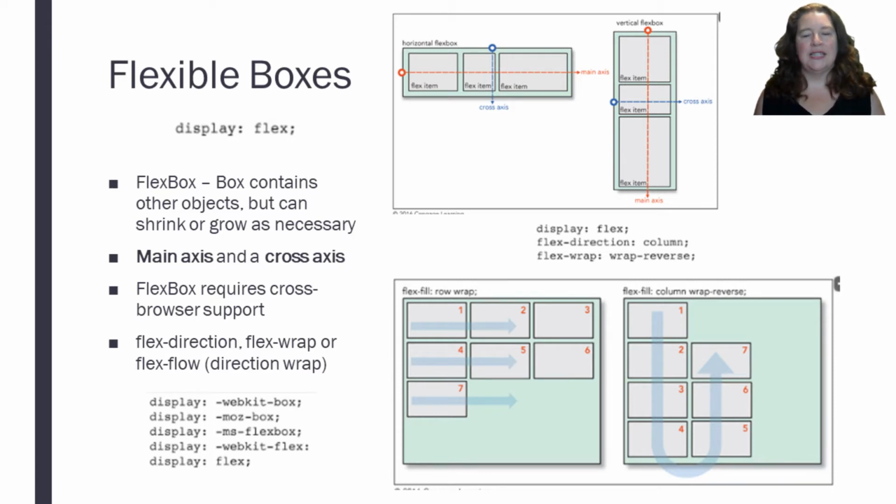When we talk about a flex box, we are describing a box that has a main axis and then a cross axis. In a horizontal flex box, we have a main axis that's horizontal and a cross axis that's vertical. In a vertical flex box, it's the other direction.